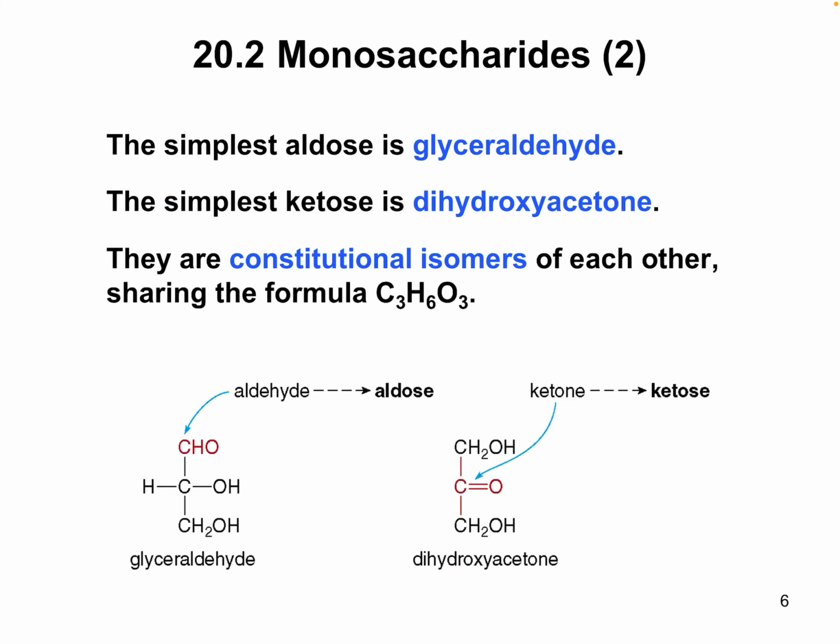Here are a couple of 3-carbon monosaccharides, glyceraldehyde, and you can see glyceraldehyde does have one of those stereocenters, whereas dihydroxyacetone does not have a stereocenter. It does not have any carbon with 4 different things bound to it. All right.